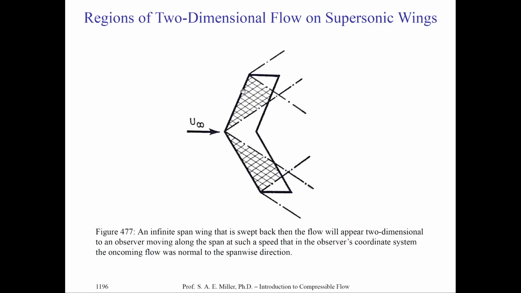In this case, from the disturbances created at the wingtip and at the center line of the fuselage, the flow will appear entirely two-dimensional on the wing. But this will appear entirely two-dimensional to an observer moving along the span at such a speed that the observer's coordinate system in the oncoming flow is normal to the span-wise direction. And that's a key statement. The observer will be moving along the span at a speed in which the observer's coordinate system in oncoming flow is normal to the span-wise direction. Take a few seconds and consider this all-important statement.